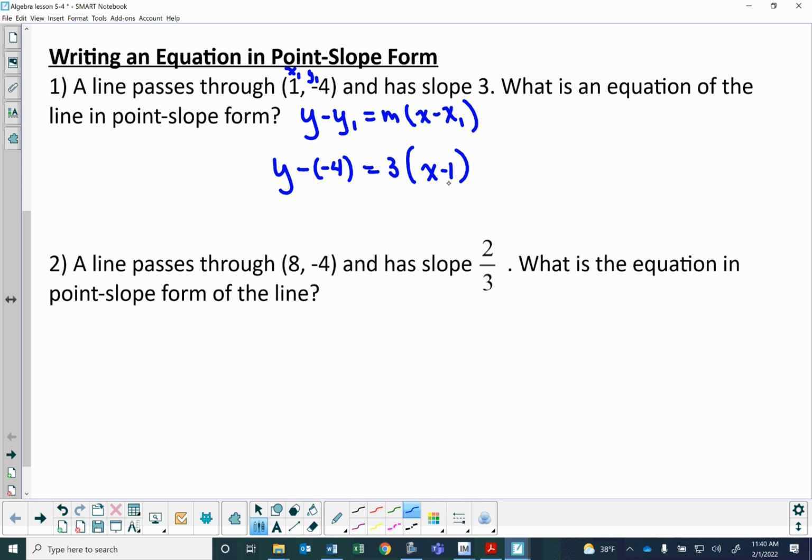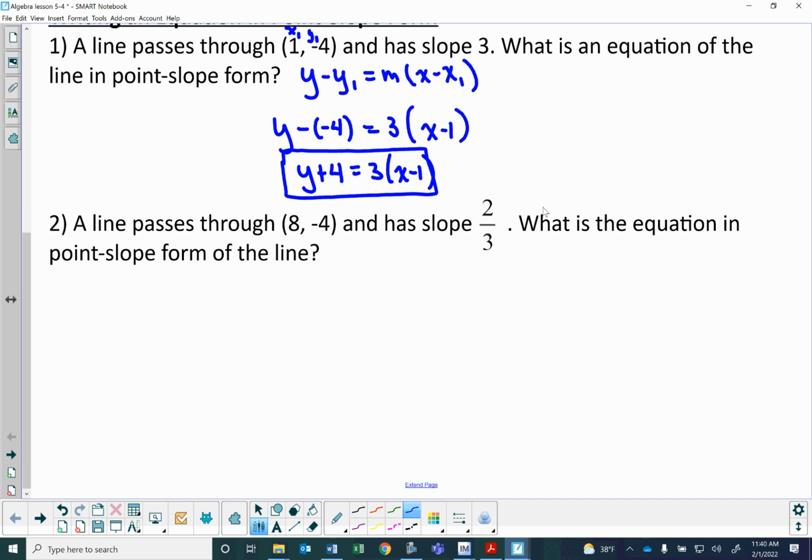So we're going to clean this up. Y minus a minus is a plus, so this becomes y plus 4 equals 3 parentheses x minus 1. This is point-slope form for an equation that goes through the point 1, negative 4 and has a slope of 3. As simple as that.